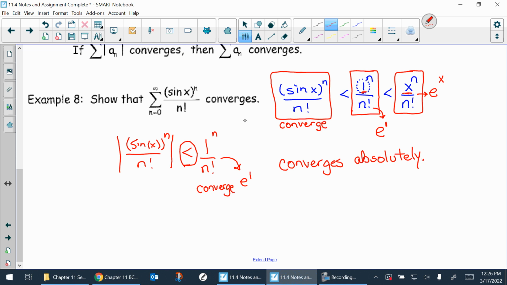So the first thing I did is I showed that this converged by a comparison test. And then by taking the same terms, so taking the absolute value of them, I found again by comparison test that even the absolute value terms are going to converge. And so that's how I can say it converges absolutely.